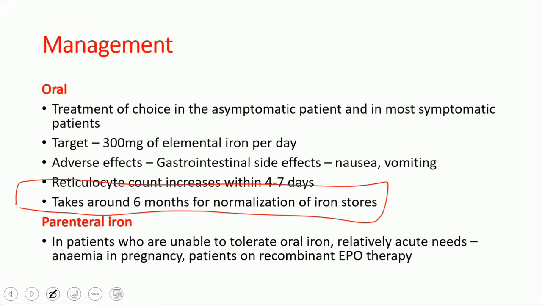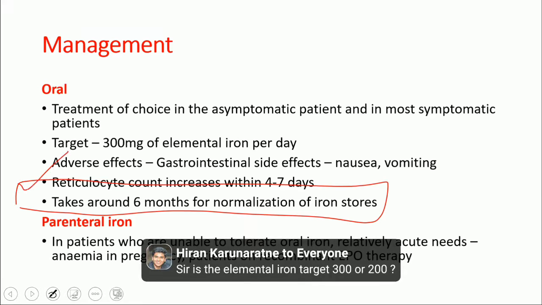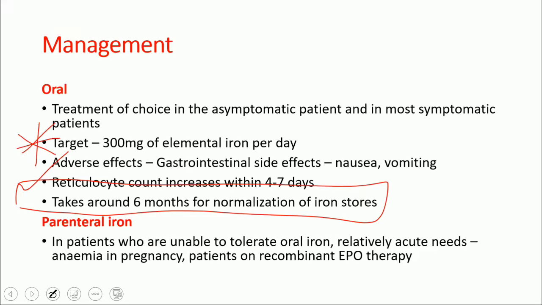Actually, one of the first things to go up is the reticulocyte count. When you give iron, the bone marrow will start producing red cells, because now it has got the nutrients, it has got the iron. So one of the first things that increases is the reticulocyte count. The dose is 300 milligrams of elemental iron. That's what most guidelines agree with. Some say 200, but it's a range, not an exact value sometimes.